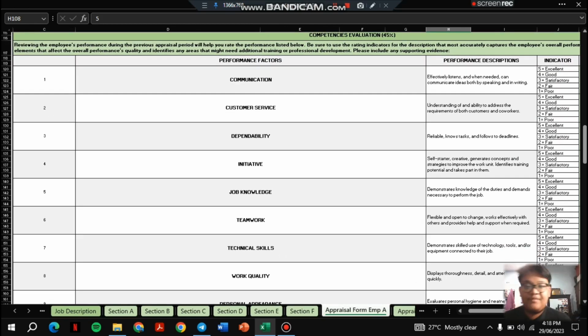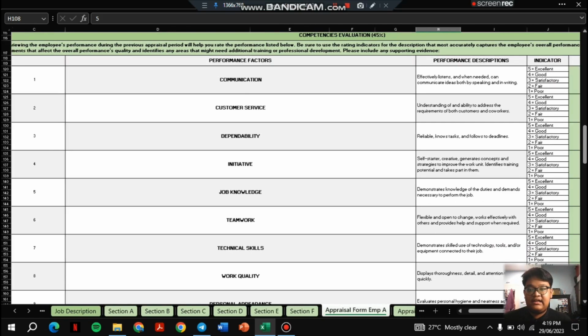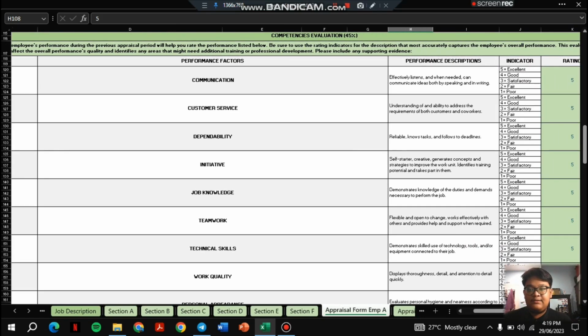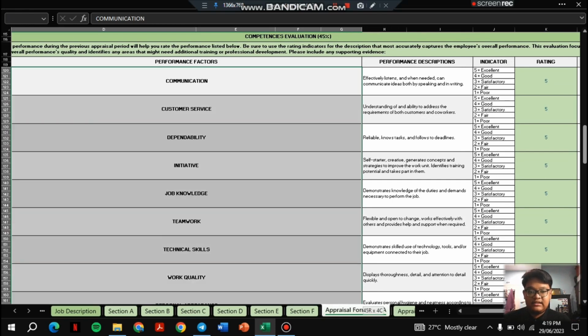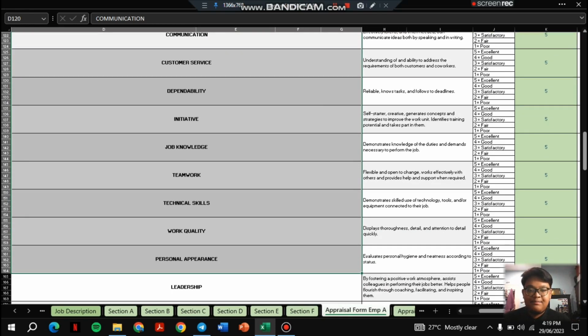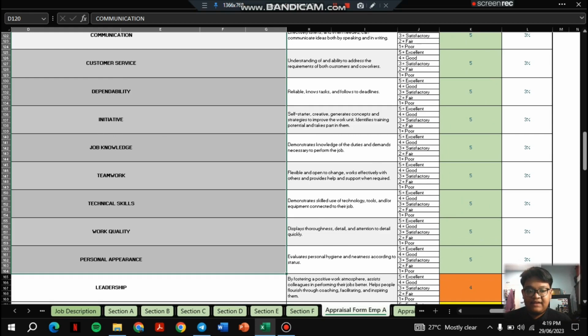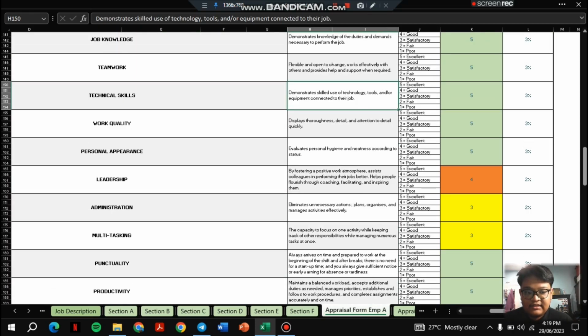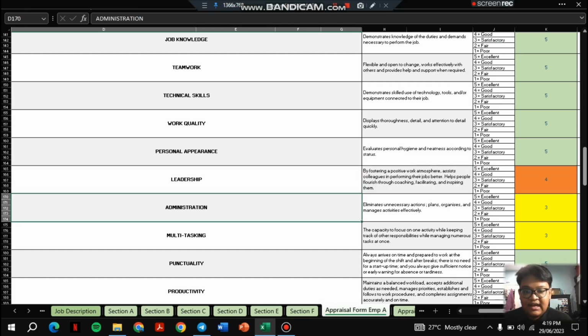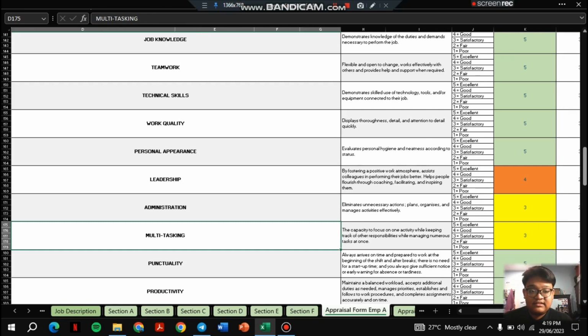This means all the performance factors or skill factors will be evaluated here. As you can see here, from communication until personal appearance, this employee gets 5, meaning perfect, excellent, nothing to improve. So I will focus on leadership, administration, and multitasking. This employee gets 3 in multitasking and administration. So for these two skills, the employee must improve in the future.